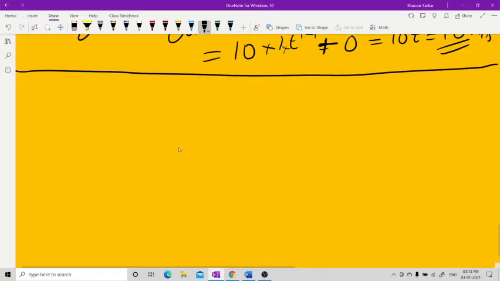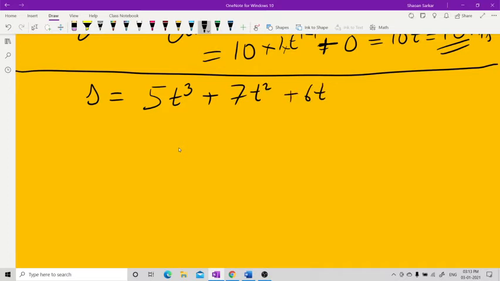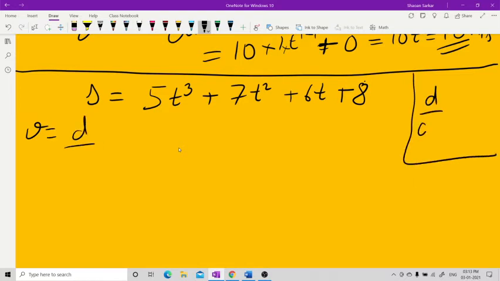Here we are. Now take s = 5t³ + 7t² + 6t + 8. Now I want to find velocity, ds/dt. I have the formula here: d/dt of tⁿ is n·tⁿ⁻¹. I'll use this formula always.